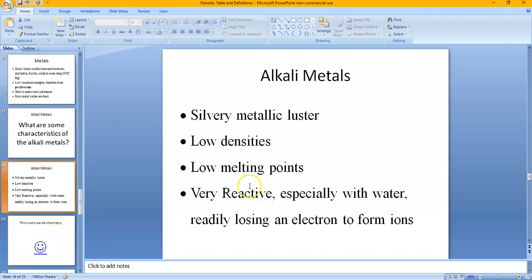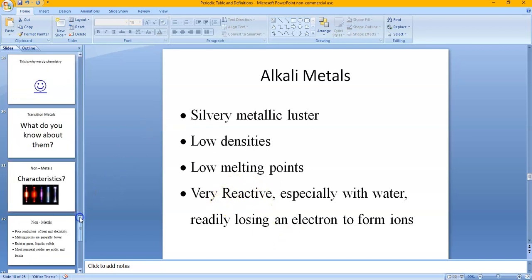If you'd like to see a reaction of alkali metals, go to YouTube, type in alkali metals and water, and it's the video from Brainiacs. It's very interesting. They throw pieces of the alkali metals in there, and you get to see the reaction. They're quite large and quite amazing.